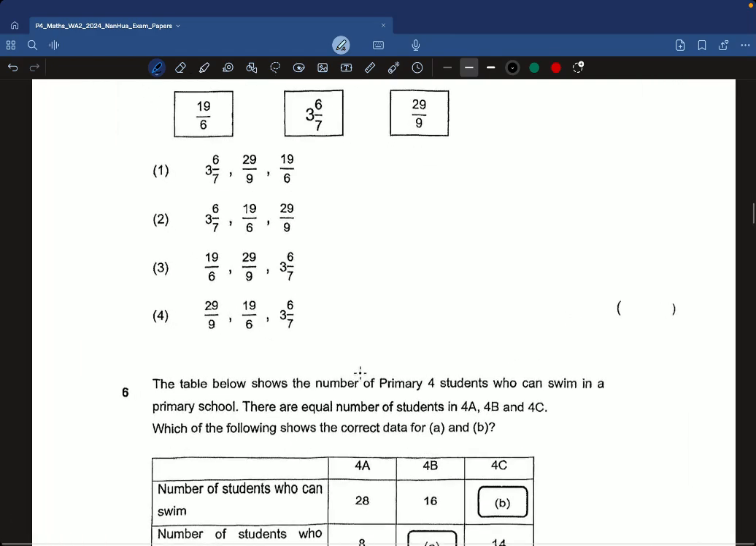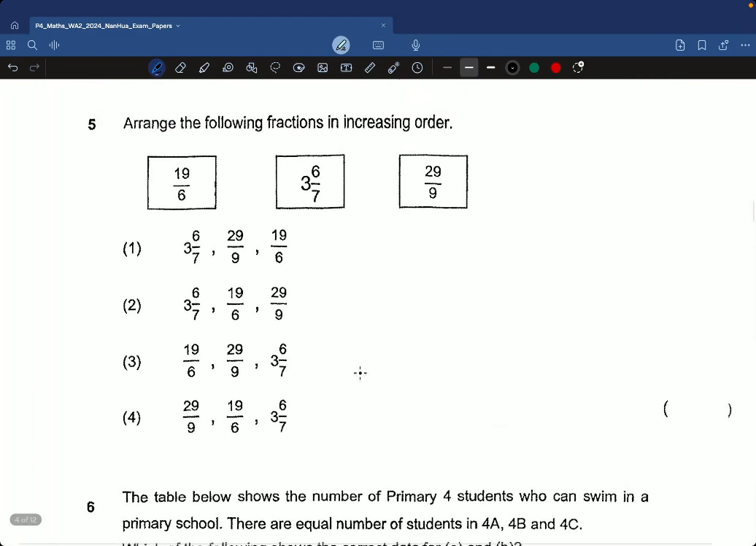Question 5. Arrange the following fractions in increasing order. So we have 19 over 6, 3 whole, 6 over 7, and then 29 over 9 as what we see over here. In this case, the first thing is we need to know what increasing order means. Increasing means from smallest to biggest.